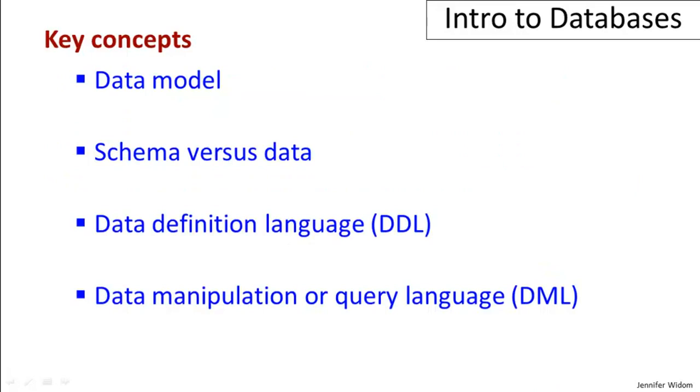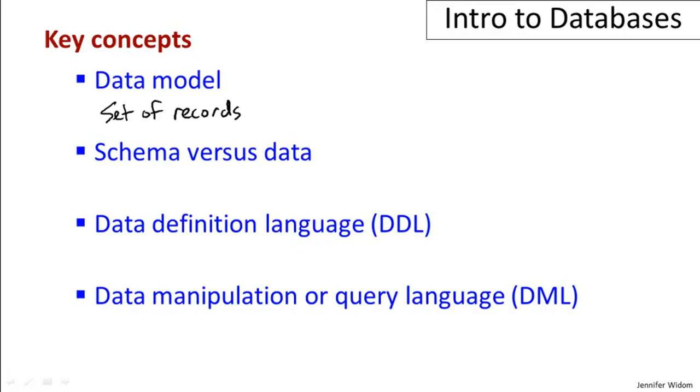So there are 4 key concepts that we're going to cover for now. The first one is the data model. The data model is a description of, in general, how the data is structured. One of the most common data models is the relational data model. We'll spend quite a bit of time on that. In the relational data model, the data in a database is thought of as a set of records.